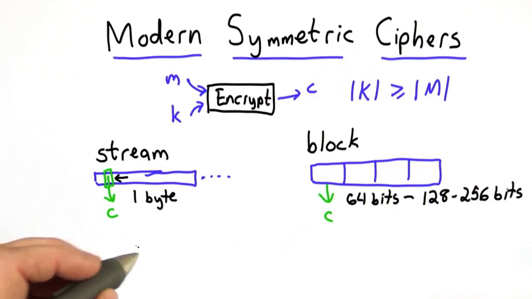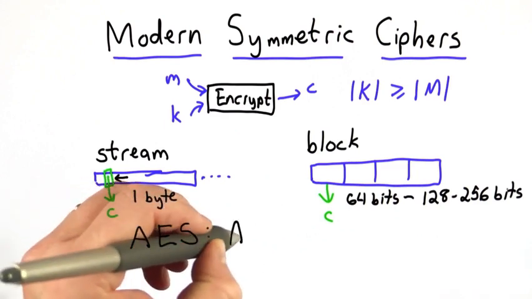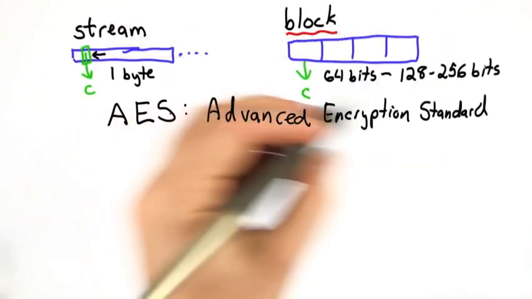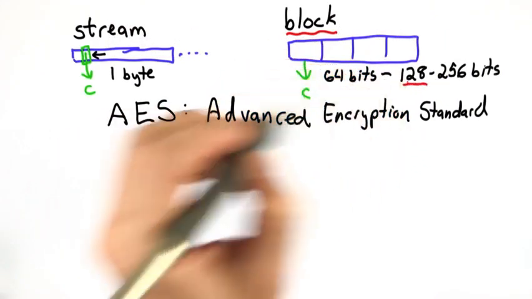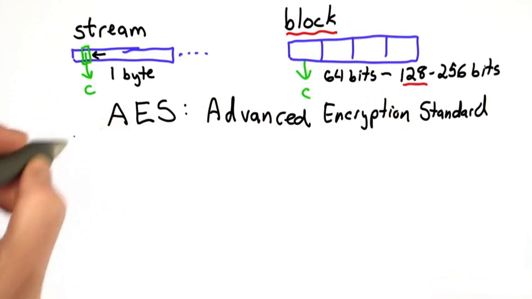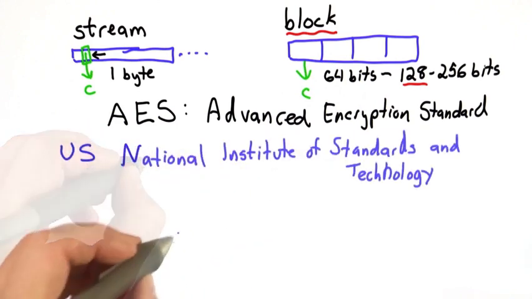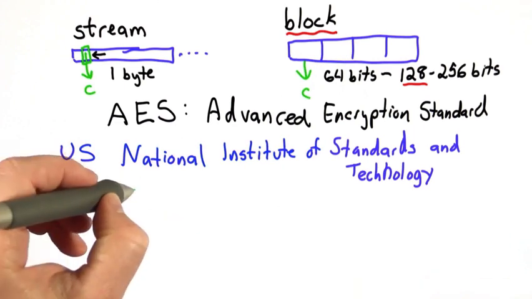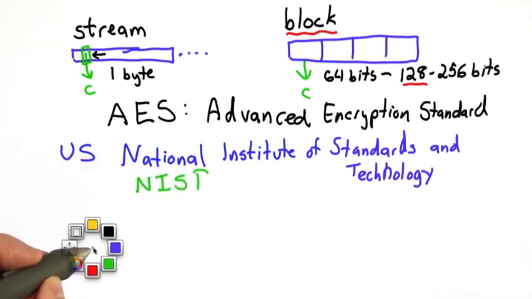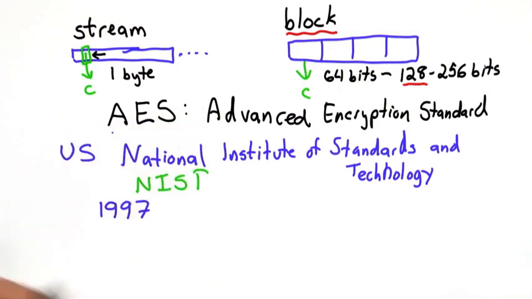The most important block cipher today is known as AES, and this stands for the Advanced Encryption Standard. And AES is a block cipher. It works on blocks of 128 bits. AES is the result of a competition that was run by the United States National Institute of Standards and Technology, more commonly known as NIST. And this competition was started in 1997 to find a cipher to replace DES, which was the Data Encryption Standard, which had been a standard for the previous 30 years.